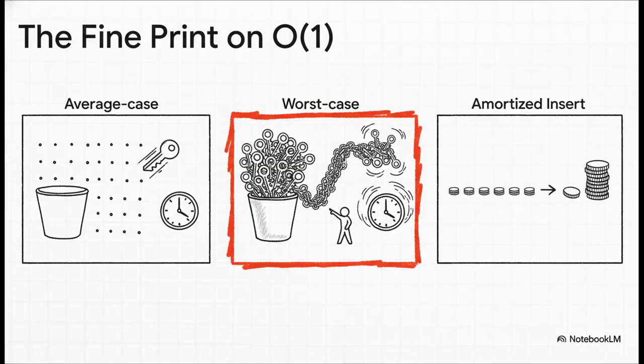Now, of course, we have to look at the fine print. That O(1) is the average case. It's what you get 99.9% of the time in the real world. Could you, in theory, create a bizarre scenario where everything collides and it slows down to O(n)? Yes, but you'd have to try really, really hard. And for inserts, that amortized O(1) means that the cost of resizing is already baked into that incredible average.